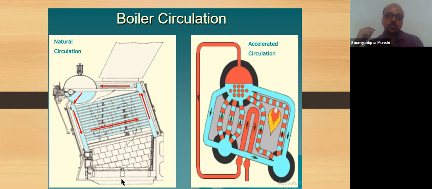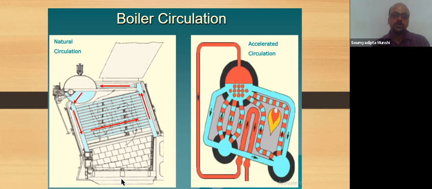This water first enters the economizer, where it is heated to much nearer to the saturation temperature. From this economizer it enters the drum, which I showed you in the previous slide last class. Inside the drum there is water and steam. Saturation temperature means the particular temperature at which the water converts itself to steam. From the economizer, the water enters the drum.